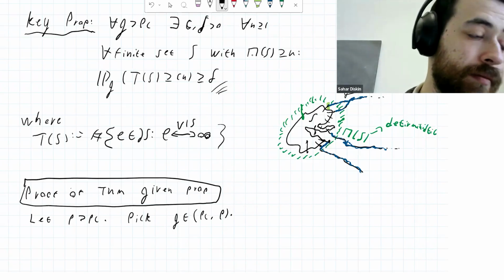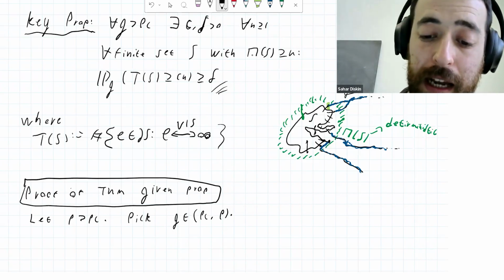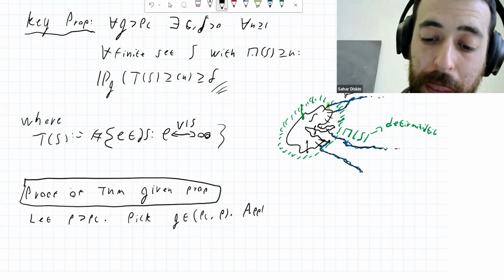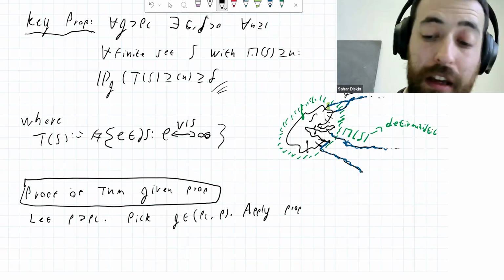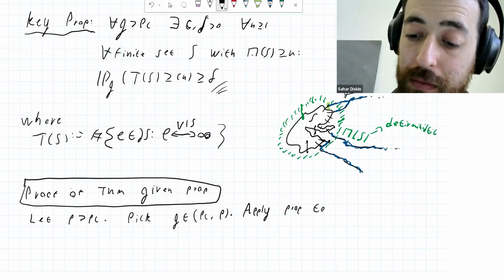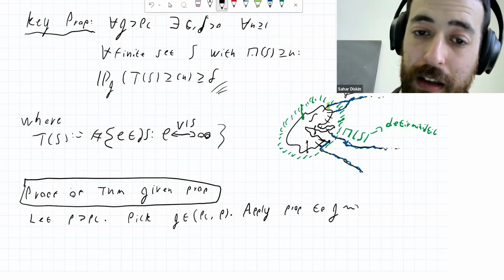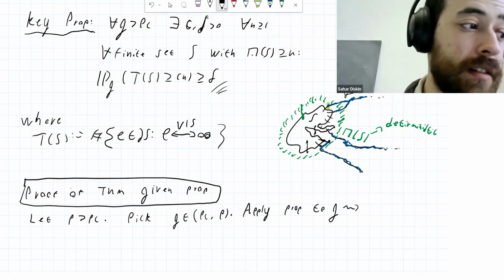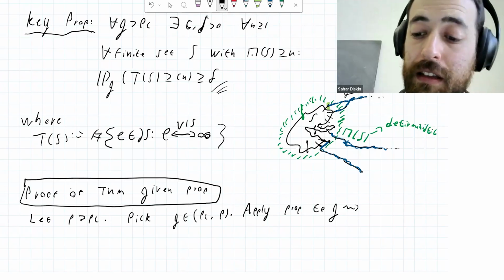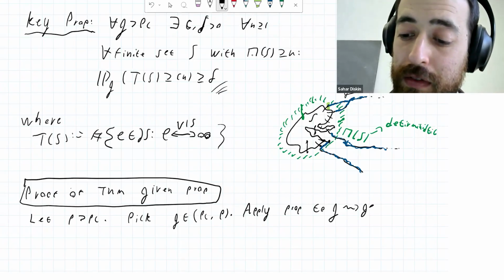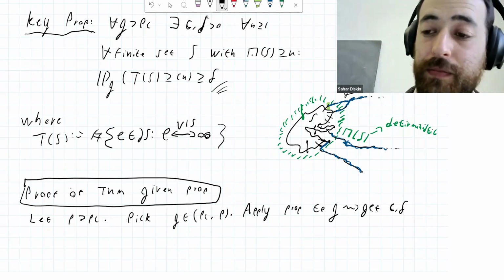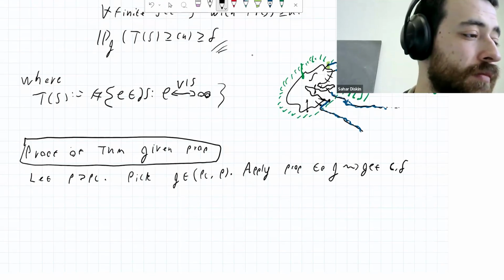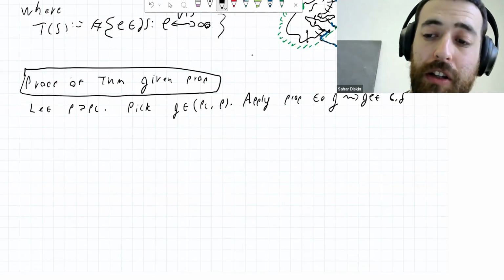So I pick it and apply the proposition to this Q. And if I apply it to this Q, I get this C and delta. So now I have this C and delta, which ensure me this statement here. Okay. Now what do I want us to imagine?